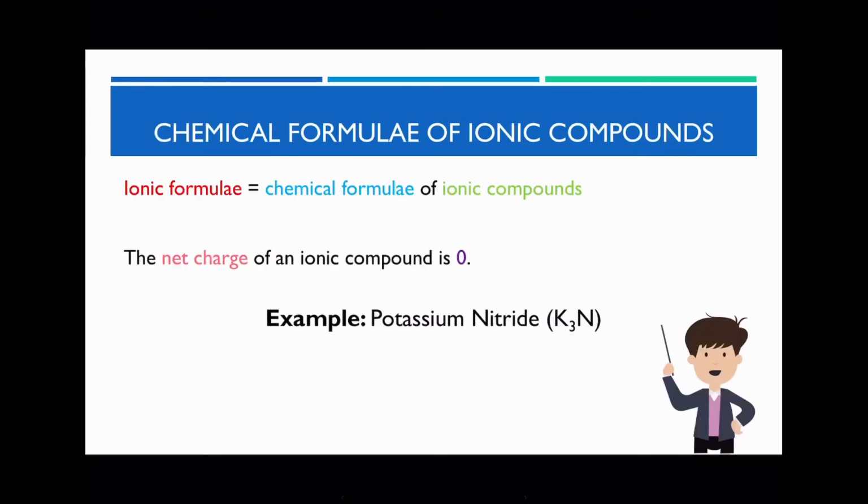All right, when you're writing down the chemical formula of ionic compounds, there's one important fact that you really need to know, and that is the net charge of an ionic compound will always be equal to 0. What that means is that an ionic compound is neutral. It doesn't carry any charge at all. It's not positive, it's not negative, although it does contain those individual ions. Those charges cancel out and become 0.